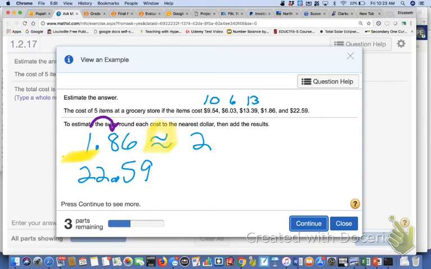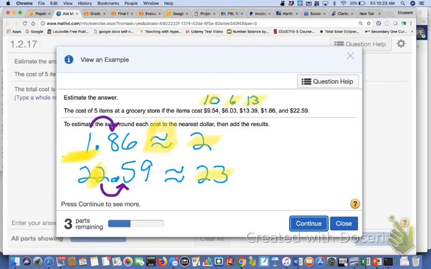And last but not least, there's 22. We're trying to decide whether to round it up to 23 or leave it as 22. If I look to the right again, that is a 5. 5 is obviously 5 or bigger, so we are also going to round 22 up to 23. So now we have all of our numbers rounded to the nearest whole number. We have 10, 6, 13, 2, and 23.